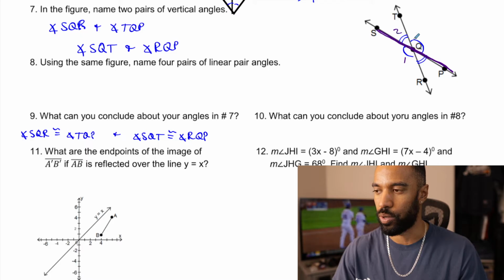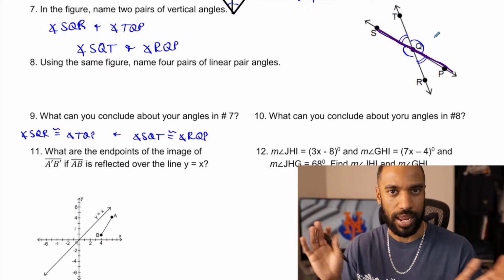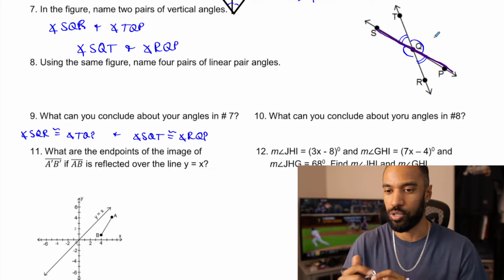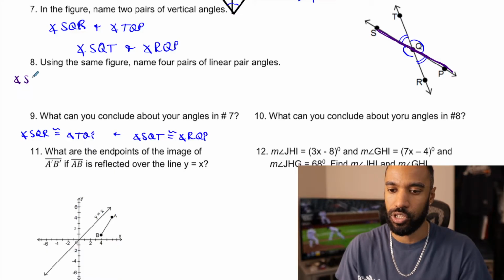This angles 1 and 2 are a linear angle pair. And this angles 1 and 2 are a linear angle pair. Any of these things that make something with a straight angle, two angles that are adjacent and supplementary to each other. Name 4 pairs of linear pair angles. We have SQR and RQP.